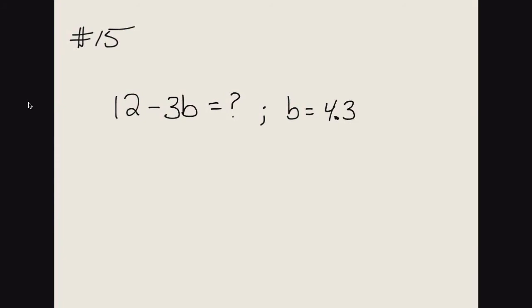So the question on the table is, what do we do? How do we evaluate 12 minus 3b if b equals 4.3? All right, we're going to plug it in. So your work on your paper should look like this. Please follow along. You would rewrite the 12, you would do a minus 3, and then what as teachers we have always encouraged students to do is to put whatever you're plugging in in parentheses.